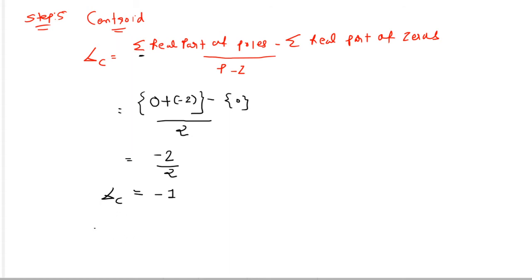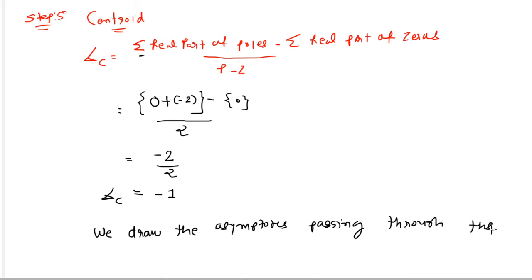Okay, so we draw the asymptotes passing through the centroid, that is minus 1, using a dotted line. That is our step number 5.